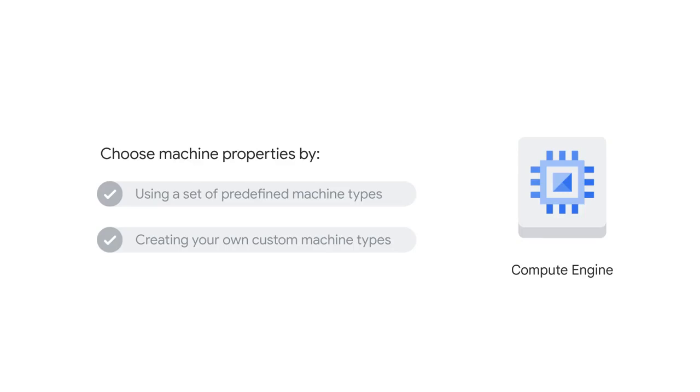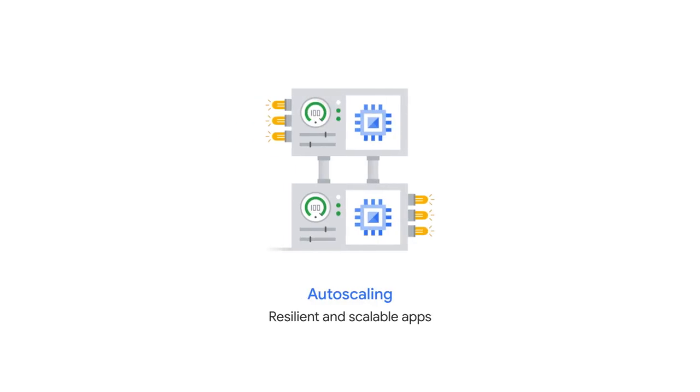As we've just seen, with Compute Engine, you can choose the most appropriate machine properties for your instances, like the number of virtual CPUs and the amount of memory, by using a set of predefined machine types or by creating custom machine types. To do this, Compute Engine has a feature called Autoscaling, where VMs can be added to or subtracted from an application based on load metrics. The other part of making that work is balancing the incoming traffic among the VMs.